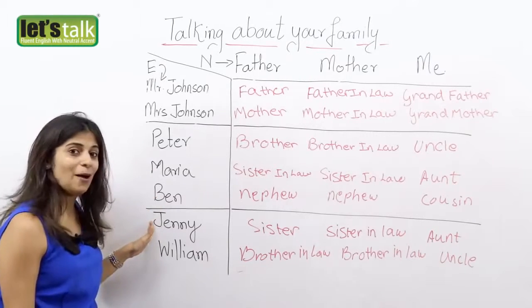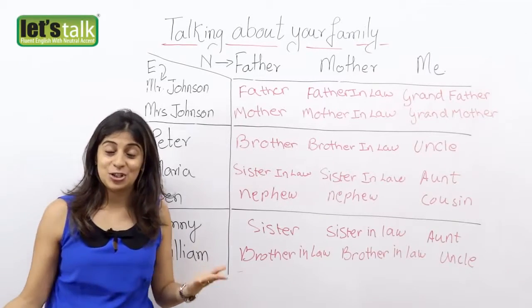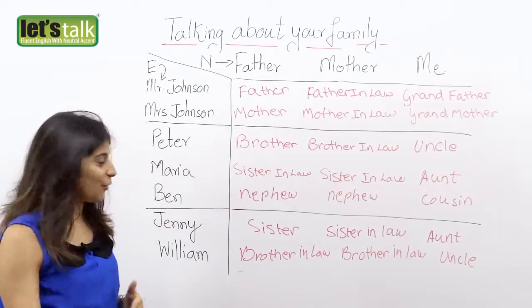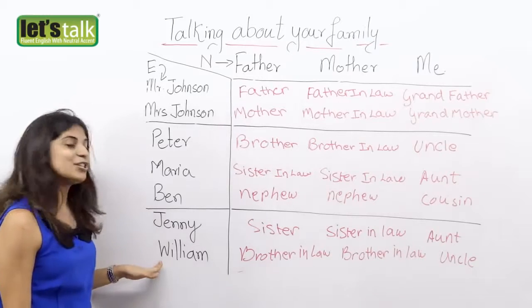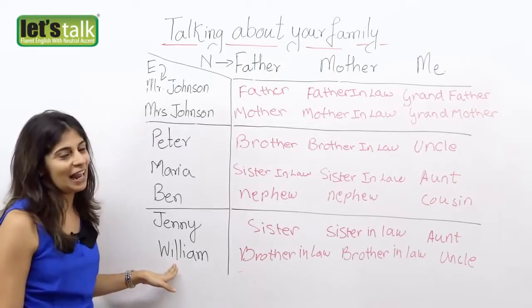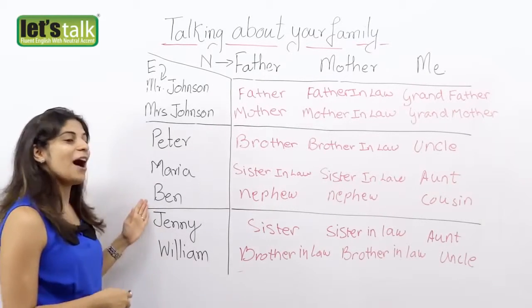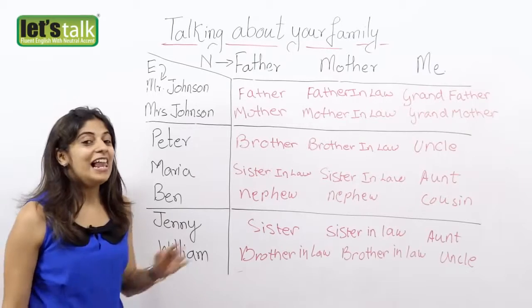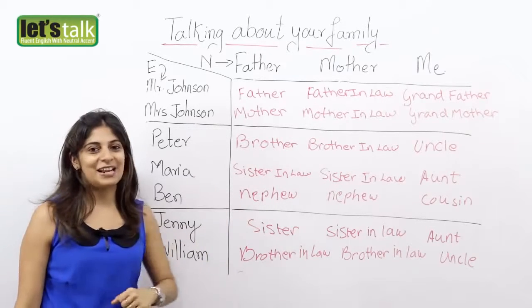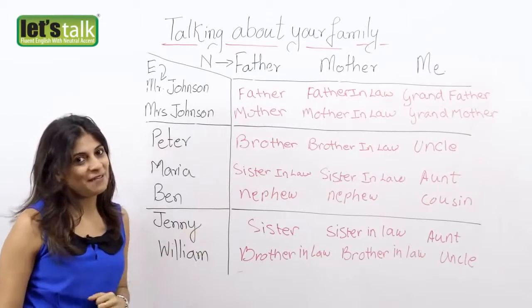You can also talk about your aunt. Jenny is my aunt, and she gets me a lot of gifts during Christmas. And again, you can talk about William, who is Jenny's husband, and William is my uncle, and I love him a lot. Alright, now that we learned about your paternal side of family, let's learn about the maternal side of your family, how they're related to you and to your parents.